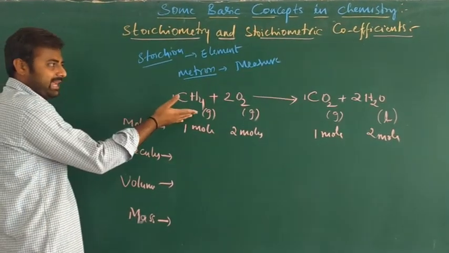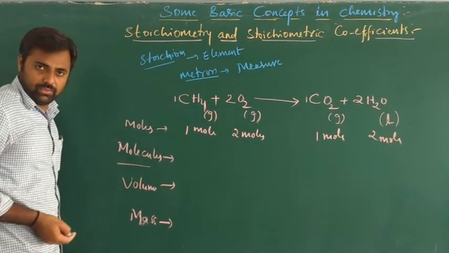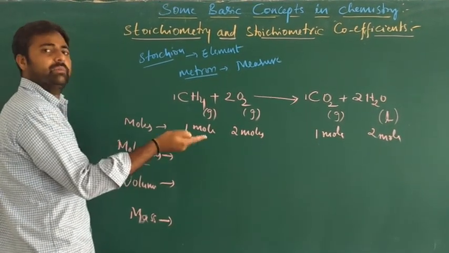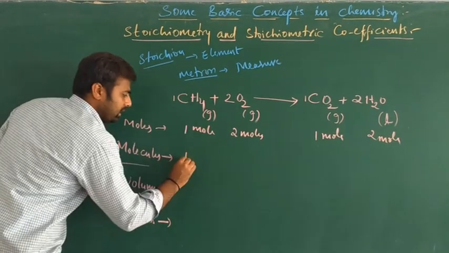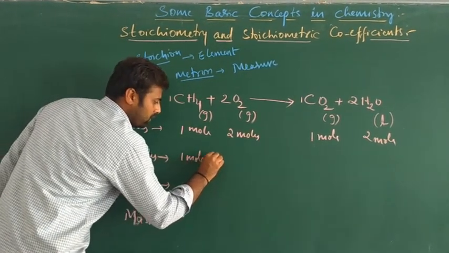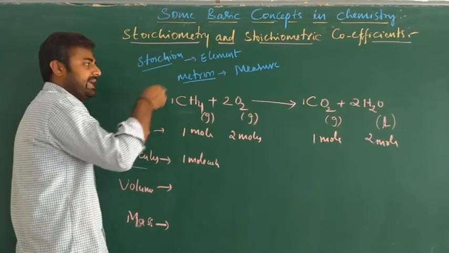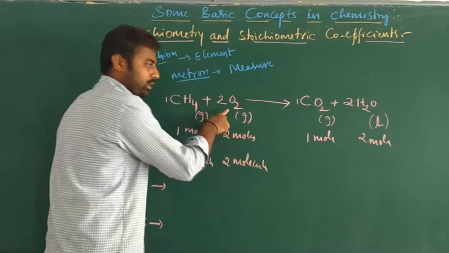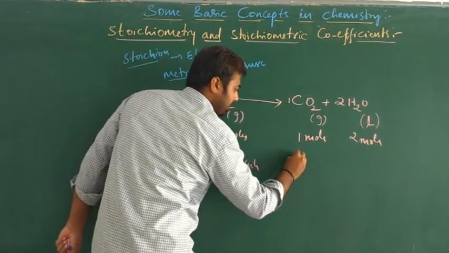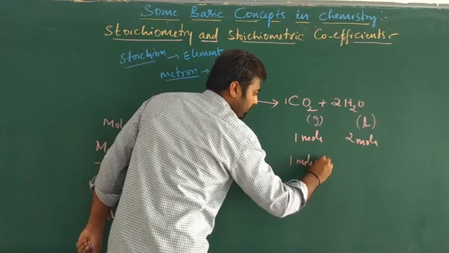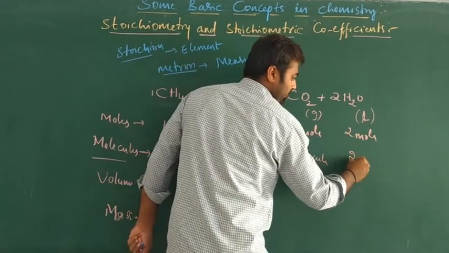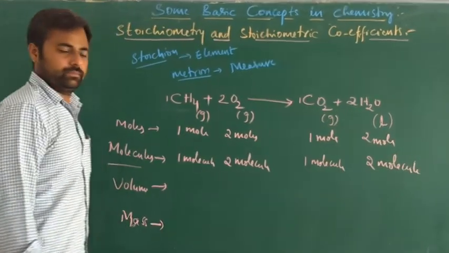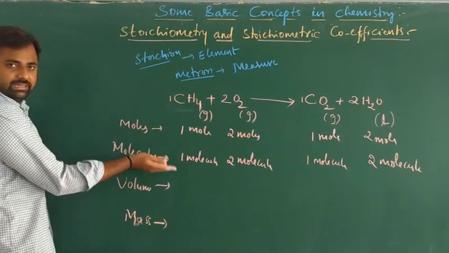We can also describe the equation in the form of molecules. This stoichiometric coefficient will also indicate the number of molecules. Here, 1 molecule of methane reacts with 2 molecules of oxygen, which gives the products 1 molecule of carbon dioxide and 2 molecules of water. You can describe it like this.